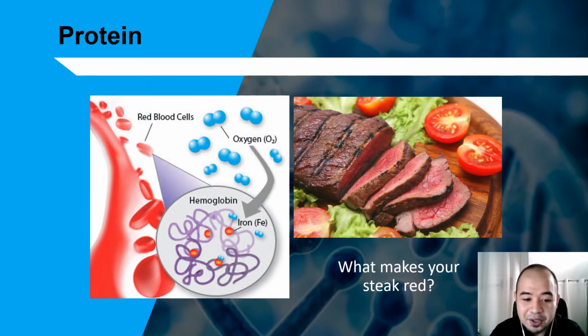Okay? But before we go there, let's answer this first. What makes your steak red? Okay? So some of you might say na it's hemoglobin. It's the one that is found in the blood. That's what makes the blood red. However, the steak itself is pinkish in color. The muscle itself, and it's not hemoglobin anymore. It's actually myoglobin. Okay?